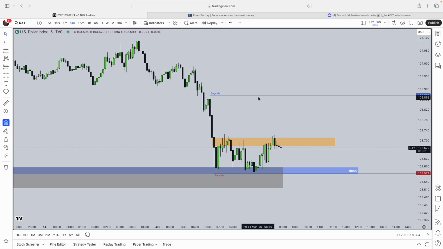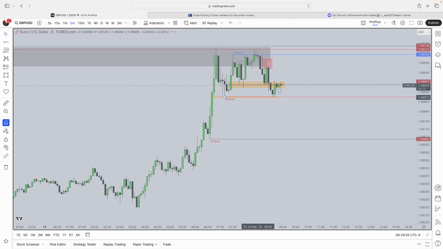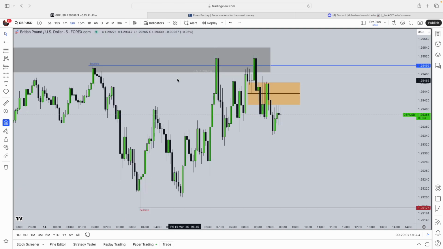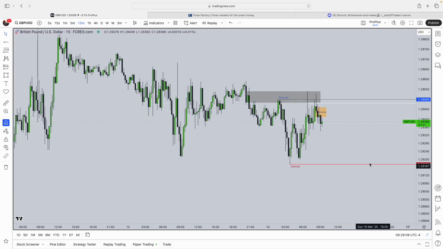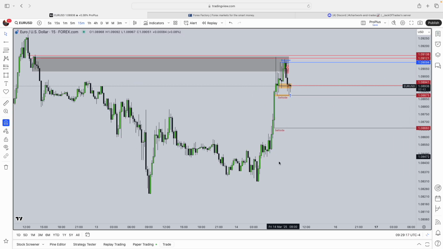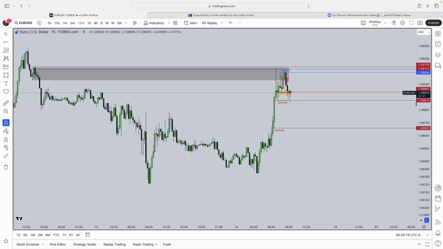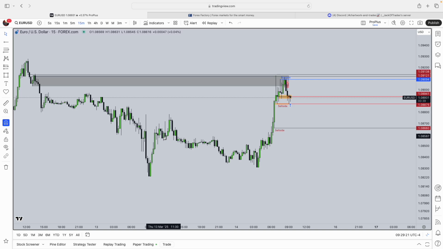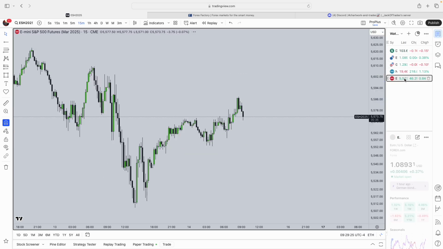It's just one of those times, unfortunately. The pound, look how sloppy it is, though. I mean, look how sloppy the whole couple days have been. So I'm not even surprised. Euro had a better move this morning, but look at the price action here. It's absolutely disgusting.